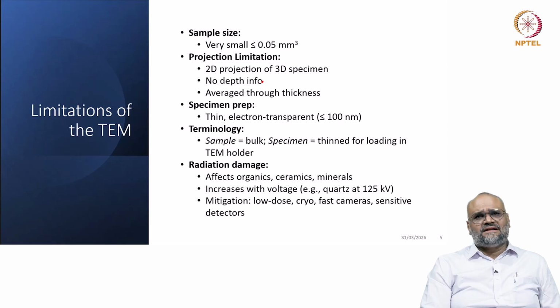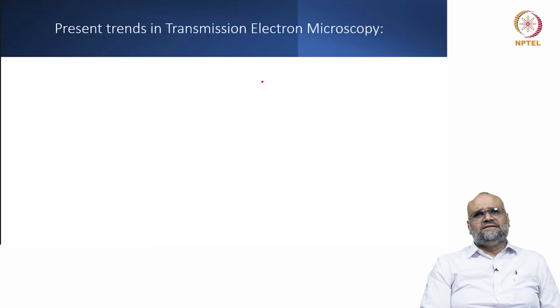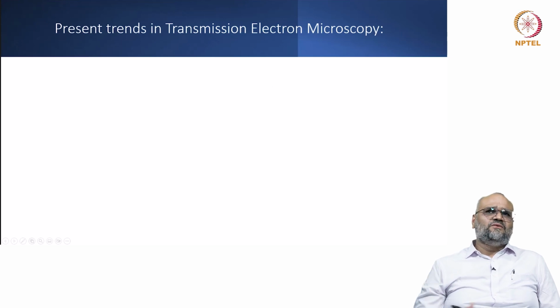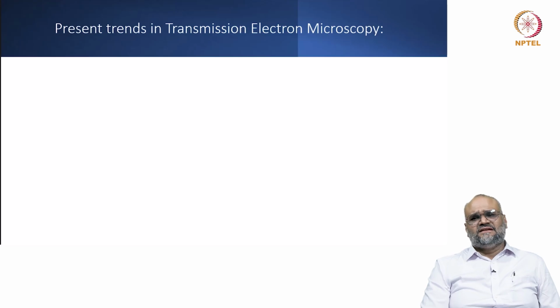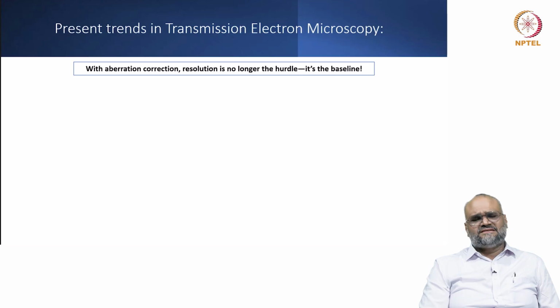If you look at the present trends in electron microscopy, there is a lot happening. Classically, aberration correction has been one of the recent breakthroughs in TEM. By breakthrough, I mean this is already now close to 20 years. I think in 1997, the first successful experimental demonstration of aberration corrected TEM was done, and we crossed the 1 angstrom barrier. So with aberration correction, the resolution is no longer a hurdle. It has more or less become the baseline for advancing the technique of transmission electron microscopy.